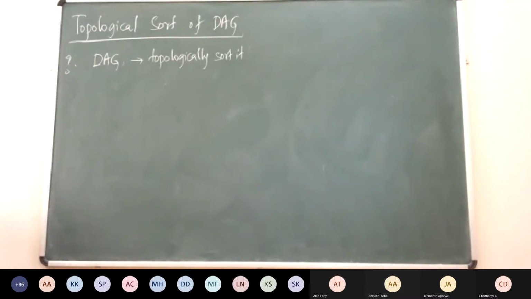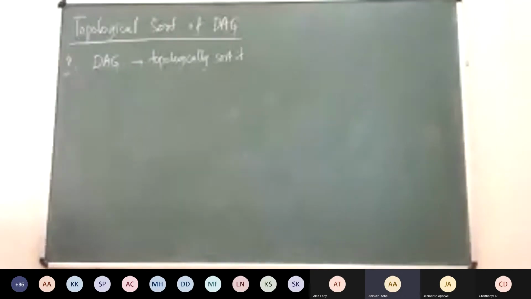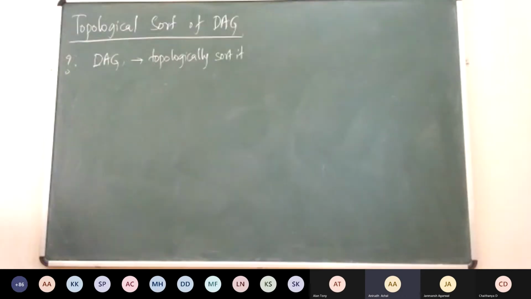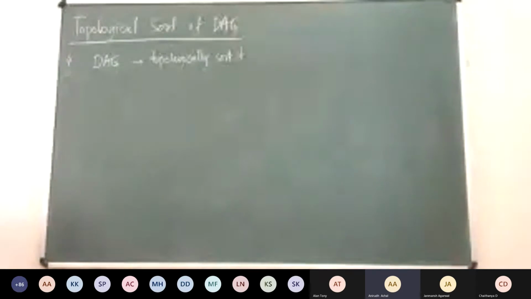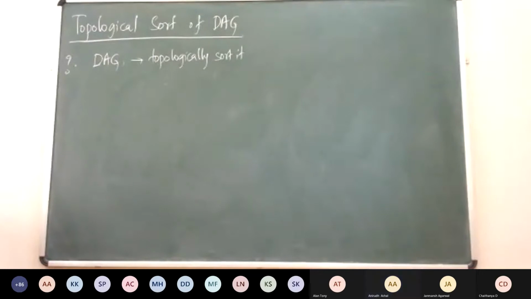Anirudh, you are telling something. So we want the ordering such that every vertex V is before all of its descendants or all of its children, right? What do you mean by children? Since there are no cycles, there's always a parent-child relation between any two vertices, right? Not parent-child, but ancestor-descendant relation. What do you call an ancestor?